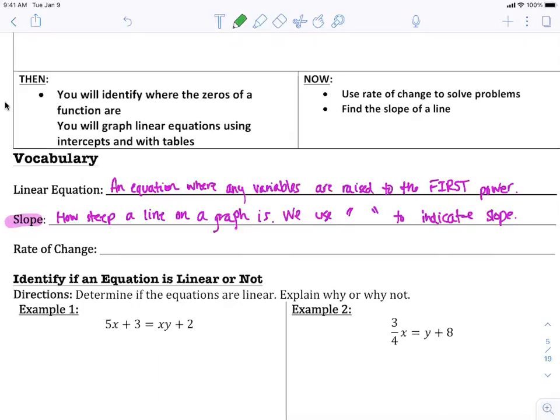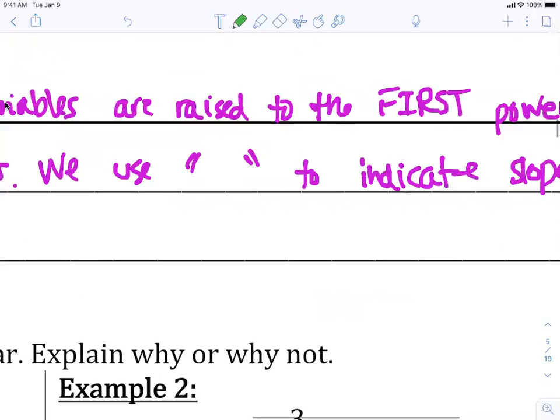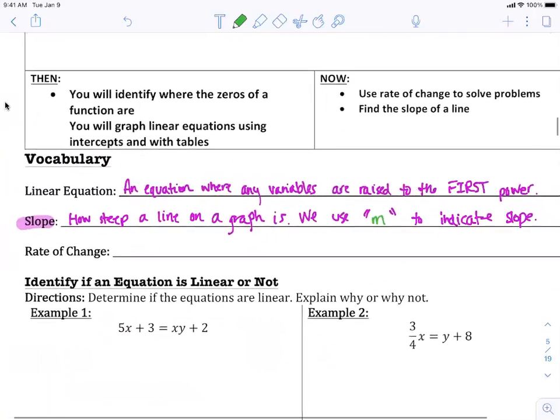But when talking about slope, we usually use the variable m to indicate that something is a slope. There are other ways to talk about it, and one of those is something called rate of change, which basically means slope. Those are two different phrases we use to talk about the same thing. I could say find the rate of change of this line, and I could also say find the slope of this line, and those questions are really no different.